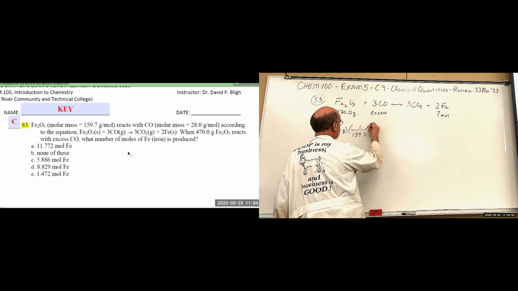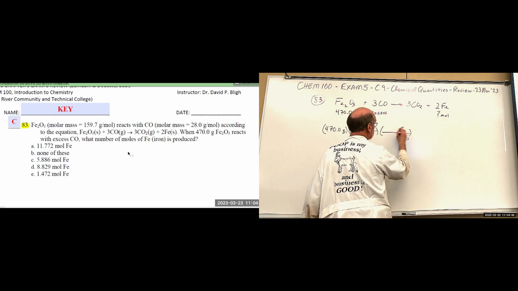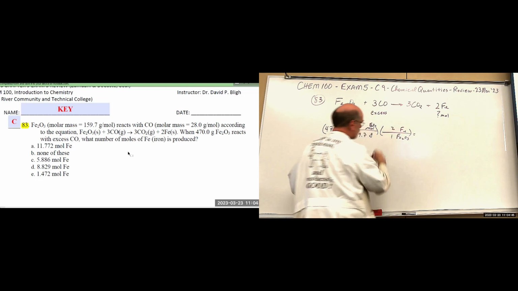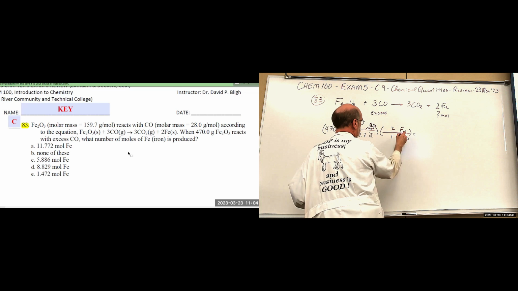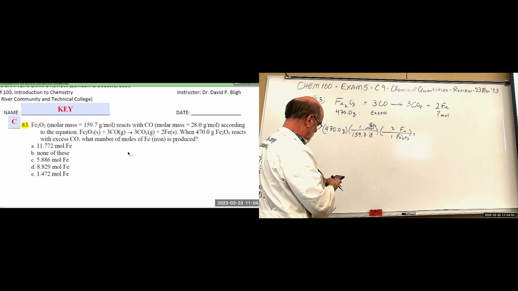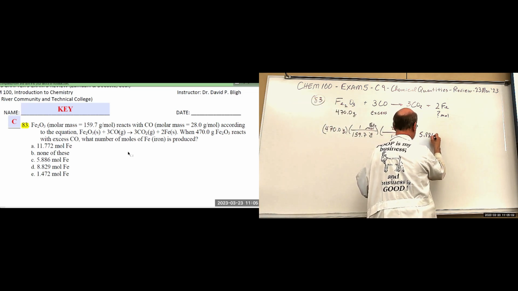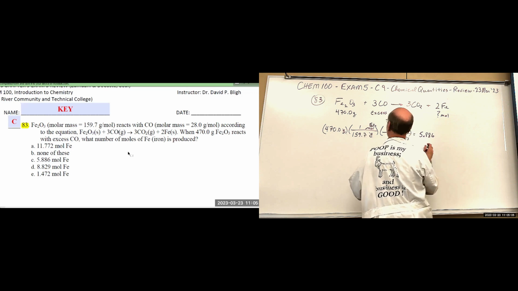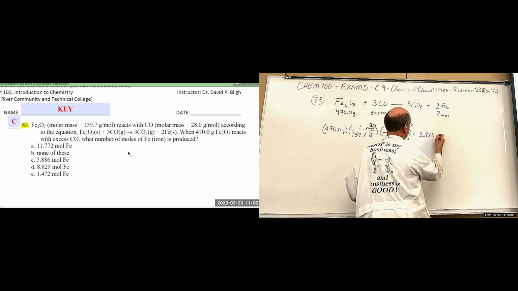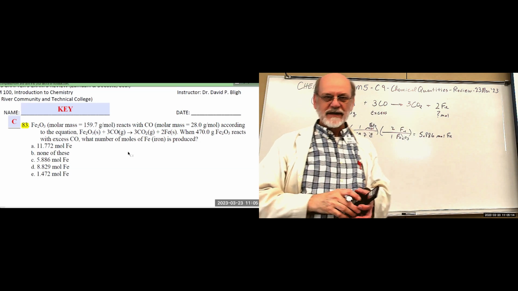This is moles of Fe2O3. Then we're going to convert Fe2O3 to Fe, which is 2 here and 1 there. Now we can do the whole thing in one calculation. 470 over 159.7 times 2 is 5.886. Round it off to 4 places. That's moles of iron. 5.886. C is the answer.